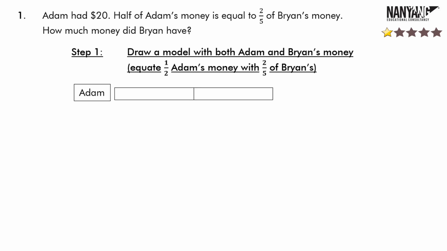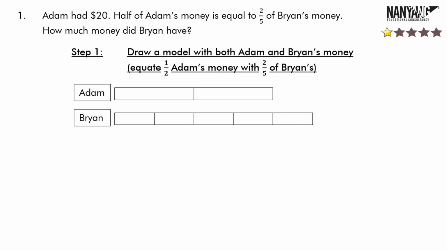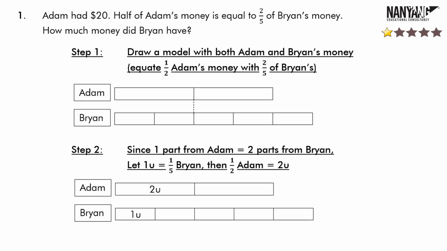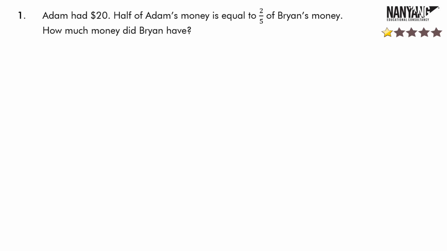Adam will be split into 2, and Brian, his money will be split into 5. And we have to make sure that 2 parts of Brian's is equals to 1 part of Adam. Now we can let 1 unit equals to 1/5 of Brian. Then half of Adam would be 2 units. This should be quite obvious because of our model.